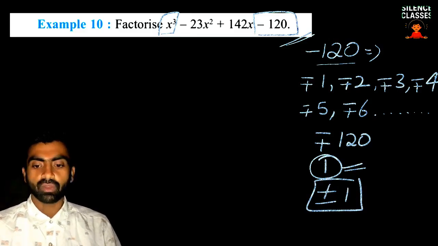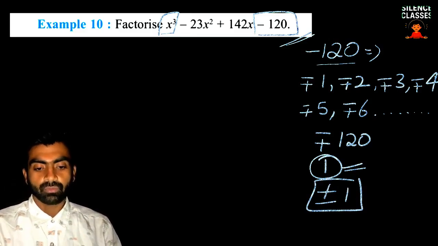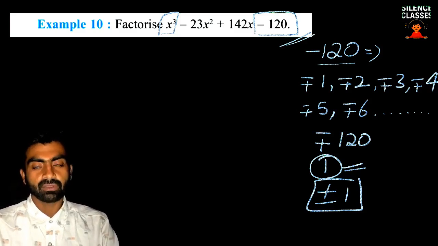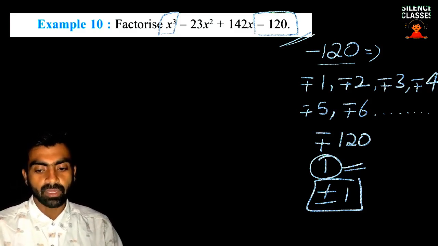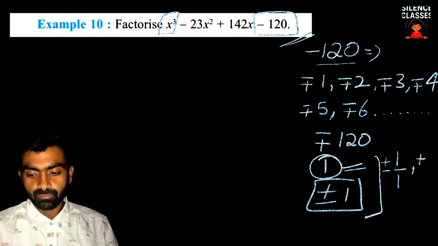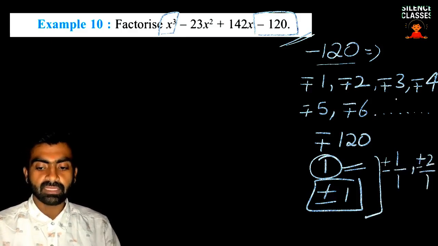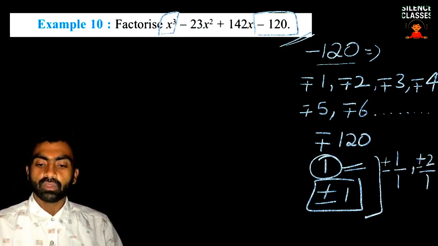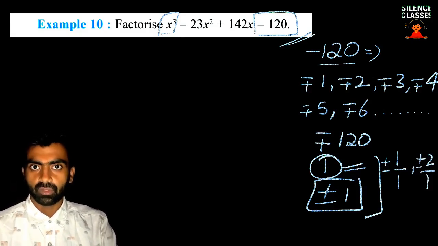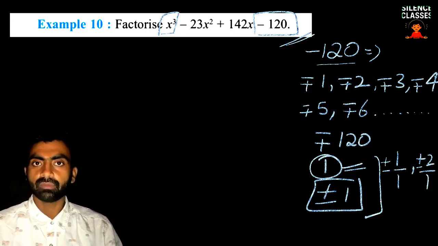Now we have to find the first factor. We have to put values in place of x: plus minus 1 upon 1, plus minus 2 upon 1, plus minus 3 upon 1, and so on. We will put them in and check by which value this equation will become 0.